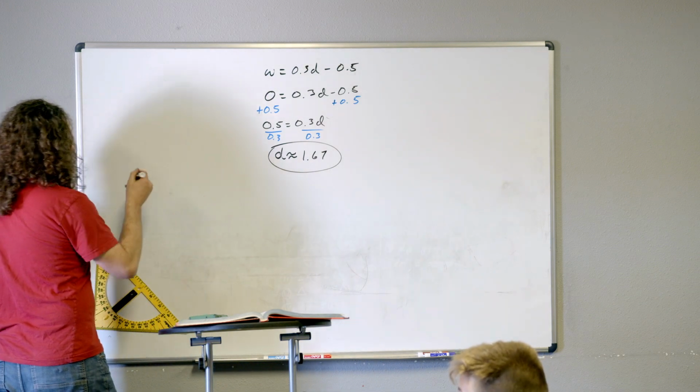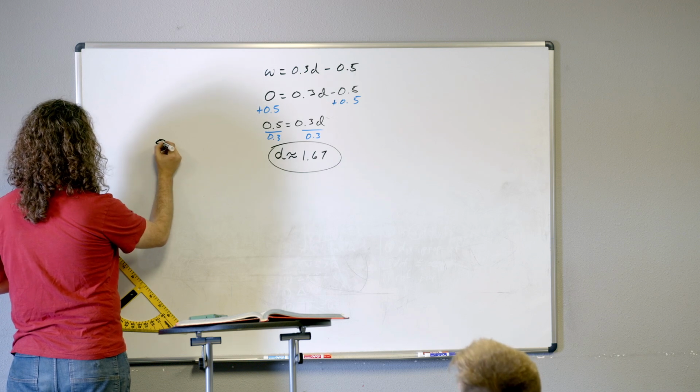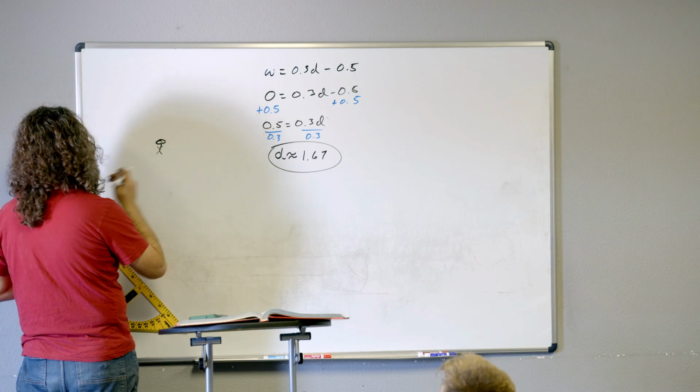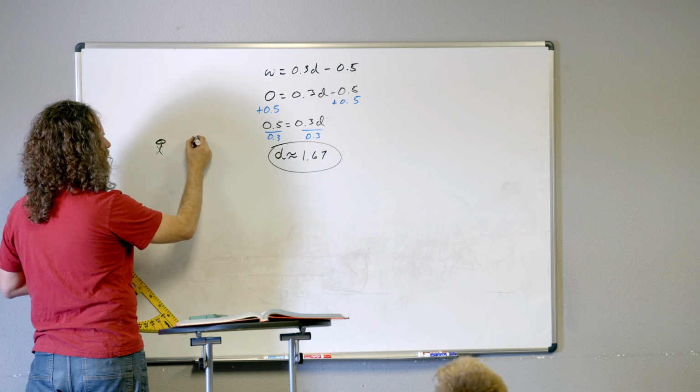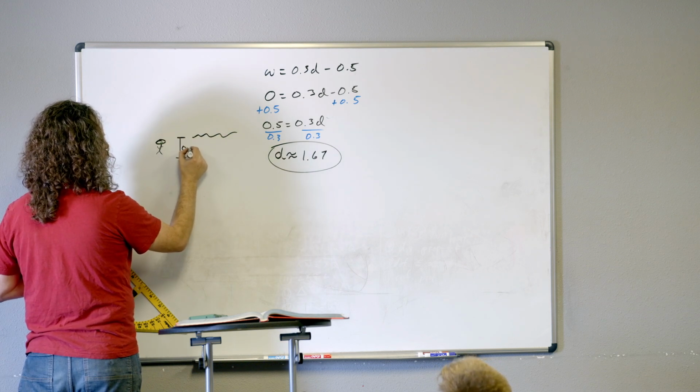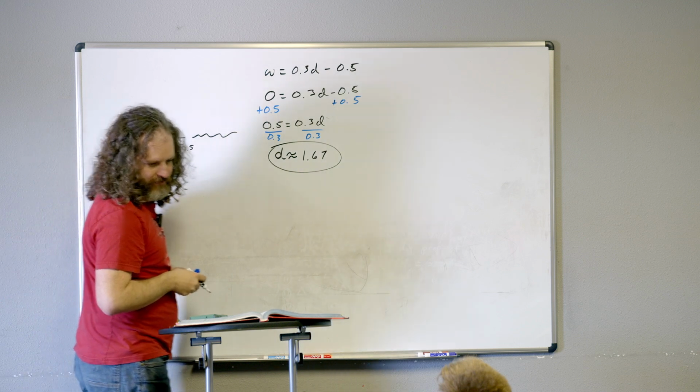So New Orleans, all these people in New Orleans are down here, and water, and they are below sea level. Sea level's up here. They're below sea level by half a meter. How do you do that?